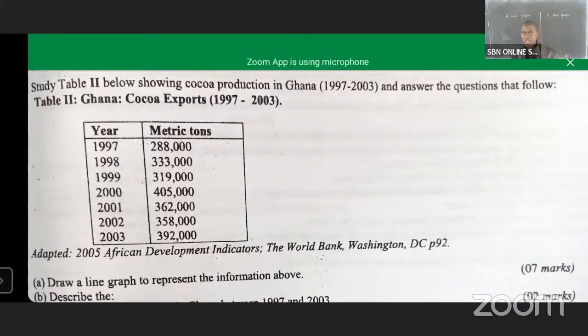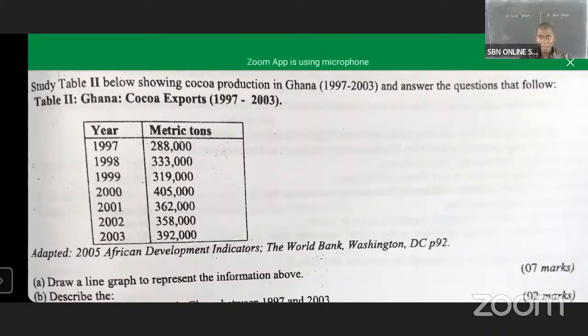Now, the first thing we are supposed to do whenever we come to this is to base on how many items we are supposed to draw. Items are so important here. Am I clear? When you look at this table, the items here are the years. How many years are here? Can I get someone to tell us how many years are there?